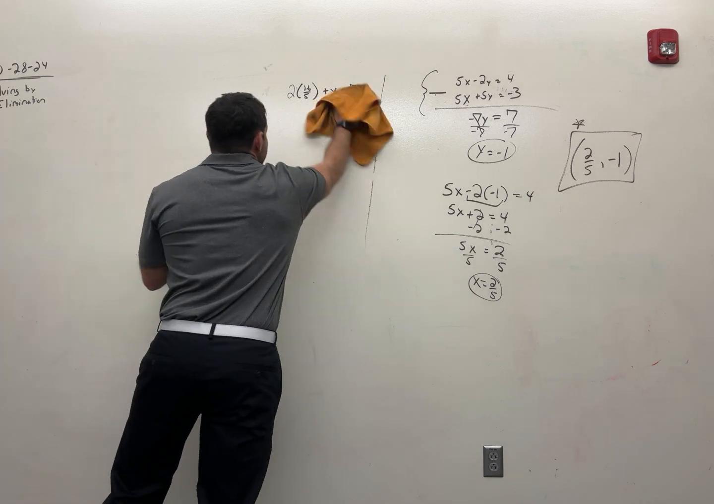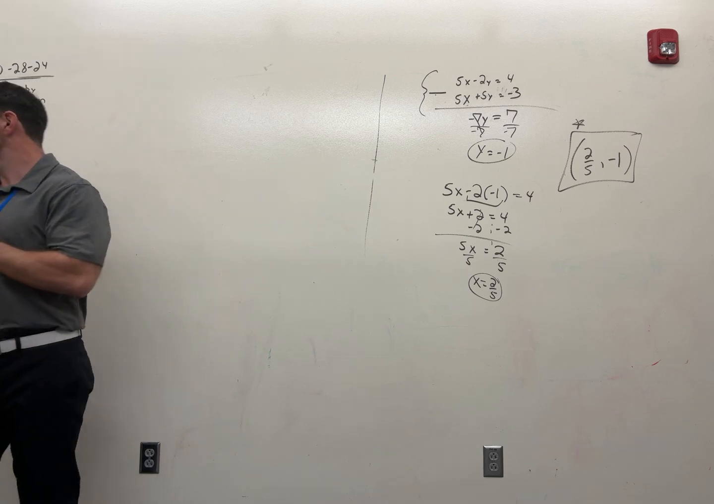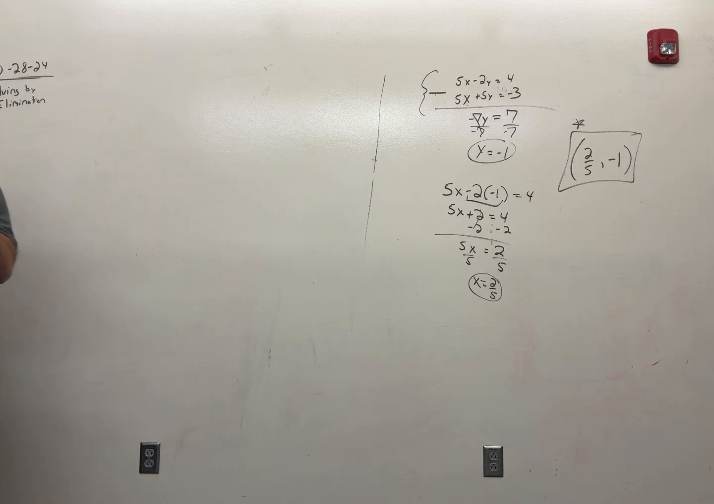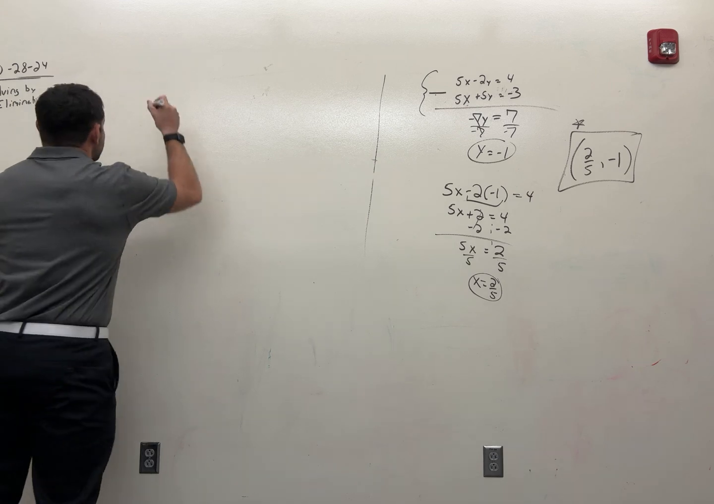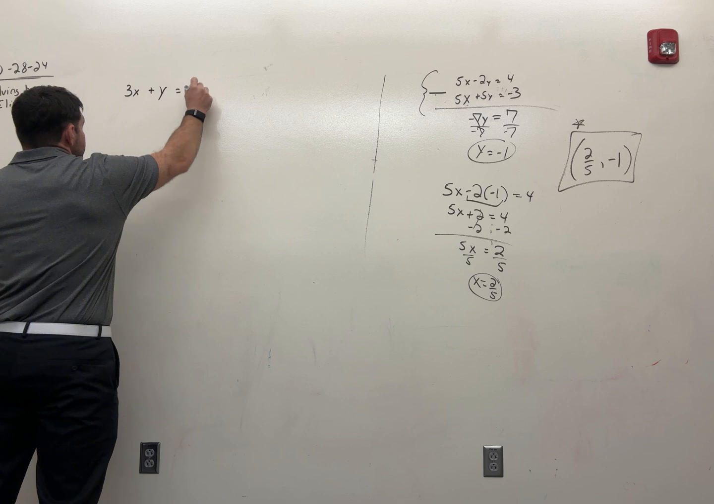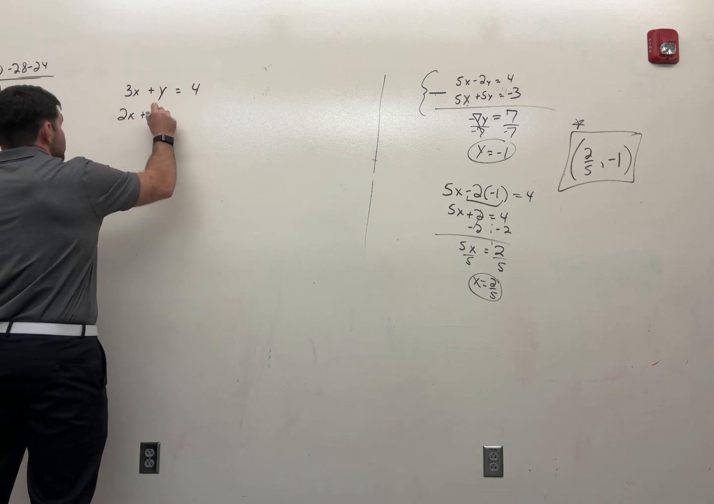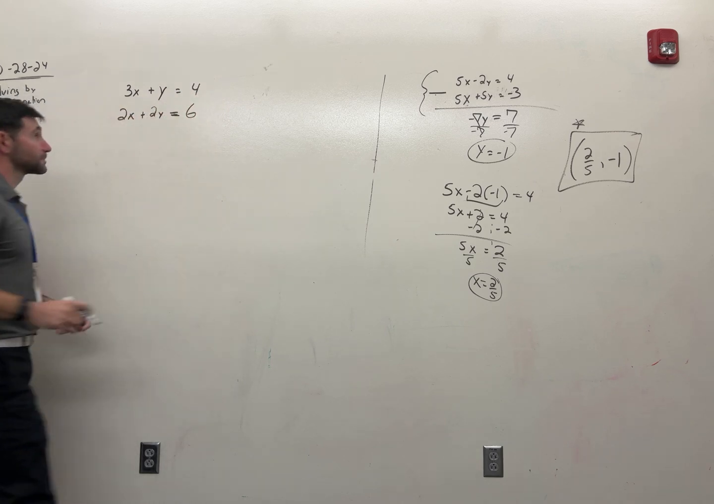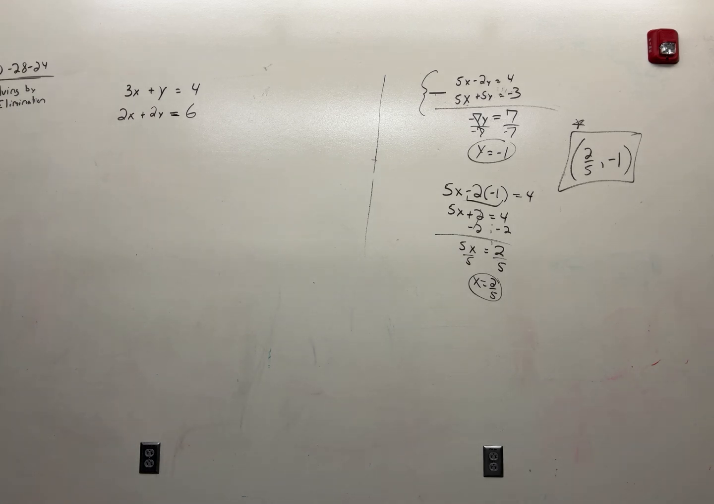Okay, here we go. Okay, make it a little bit harder. Not much. 3x plus y equals 4. 2x plus 2y equals 6. Okay. There is a problem. If I want to solve by elimination, do any of my coefficients match up with the variables? 3 and 2, no.